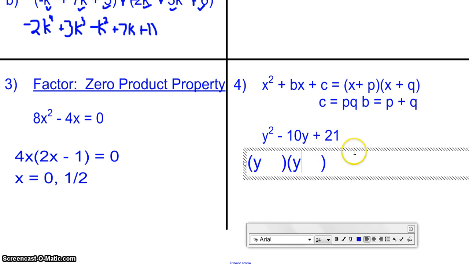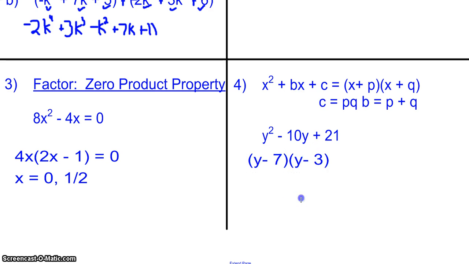Okay. And then notice the last term is positive, but the middle term is negative. So when I multiply the last 2 terms, I'm going to get a positive, but the middle is negative. So this means that both of our operations in this binomial are negative, right? Okay. And what factors of 21, since they're both negative, add up to 10? And I'm sure you got it. It's 7 and 3, right?